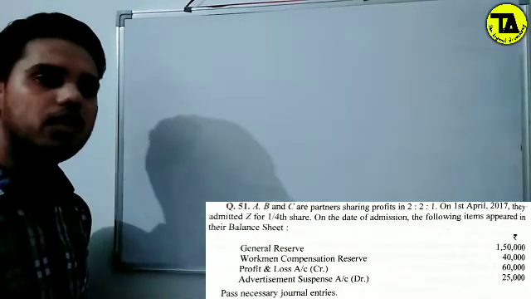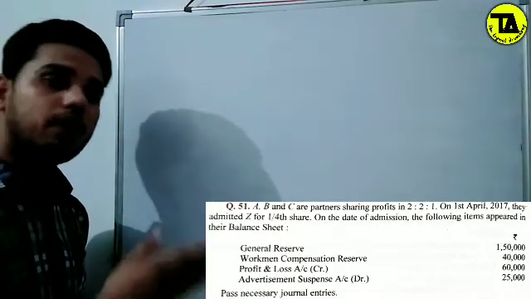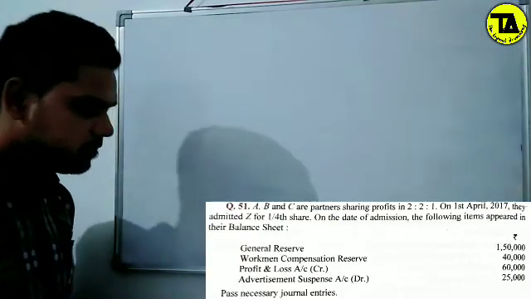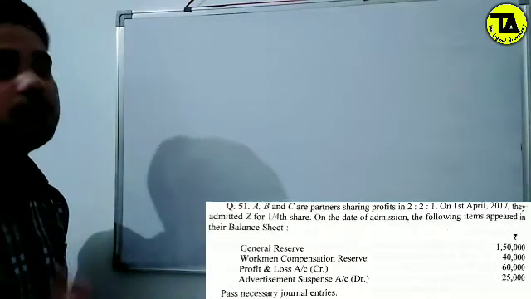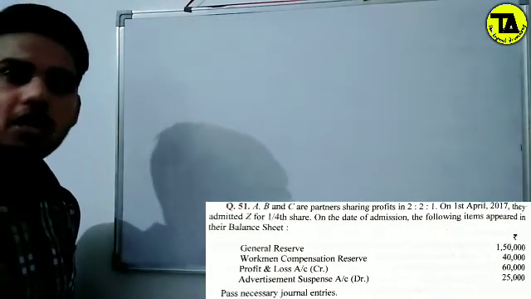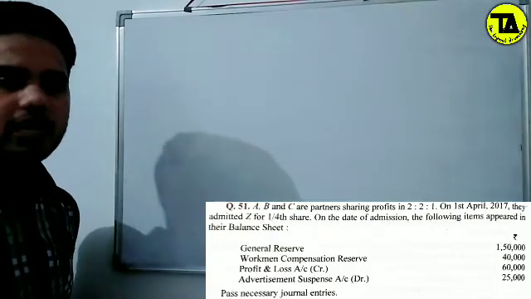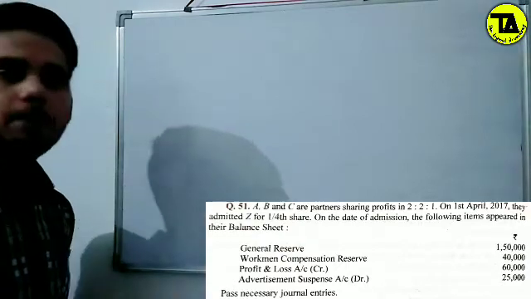We have to identify by ourselves whether that is a liability side item or an asset side item. First one is general reserve, 1,50,000. We know general reserve is accumulated profit, and accumulated profit will always be credited in the old partners' old ratio.